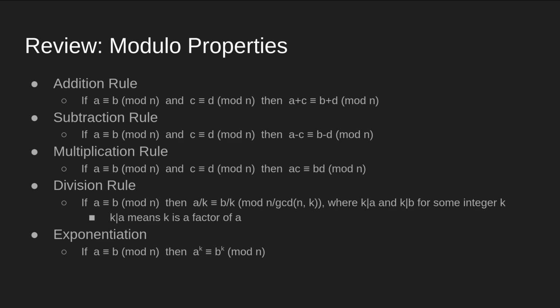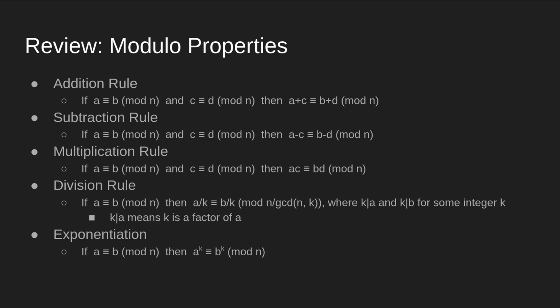If you prove that, then you also have the subtraction rule. Then the multiplication rule: if A is congruent to B modulo n and C is congruent to D modulo n, then AC is congruent to BD modulo n. That also follows from the addition rule.